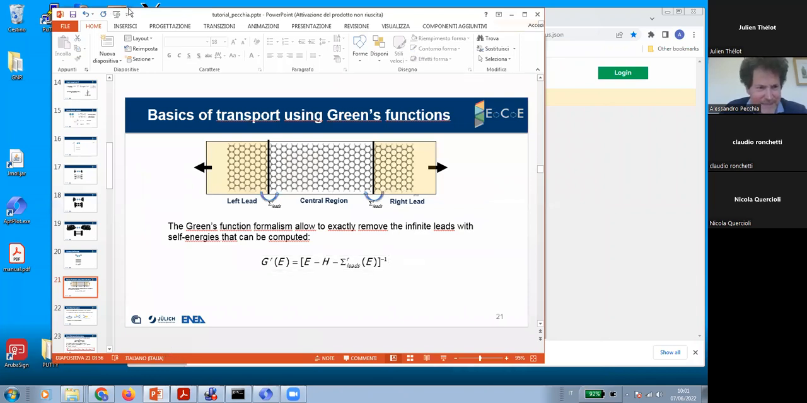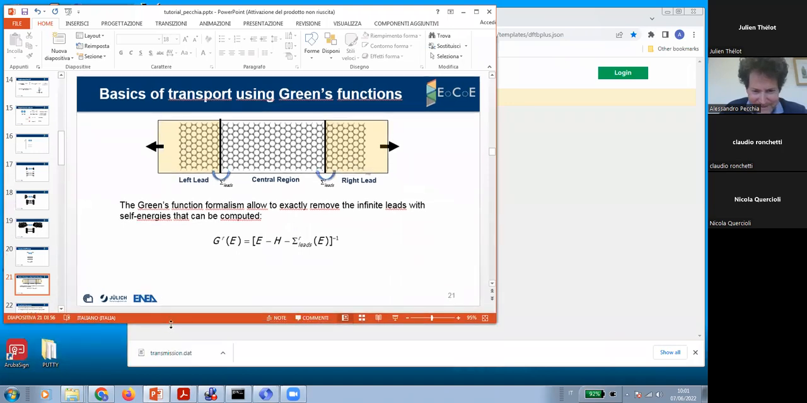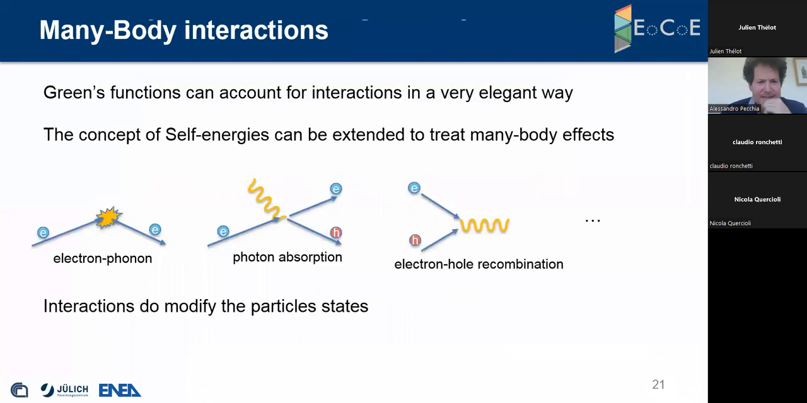But it doesn't really matter, it's just a definition. You can always define it with a negative sign and that's it. But typically the Hamiltonian and this self energy sum up, and so in practice you have a minus there. Okay, the idea can be extended.